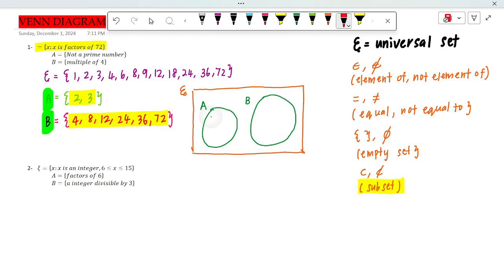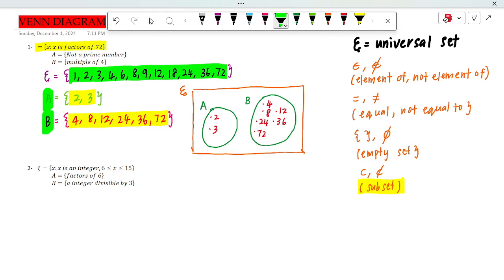Your A is 2 and 3. For B will be 4, 8, 12, 24, 36 and 72. Okay, done? No, you're not done yet. Why? Because these are not all the elements that you have in your universal set.